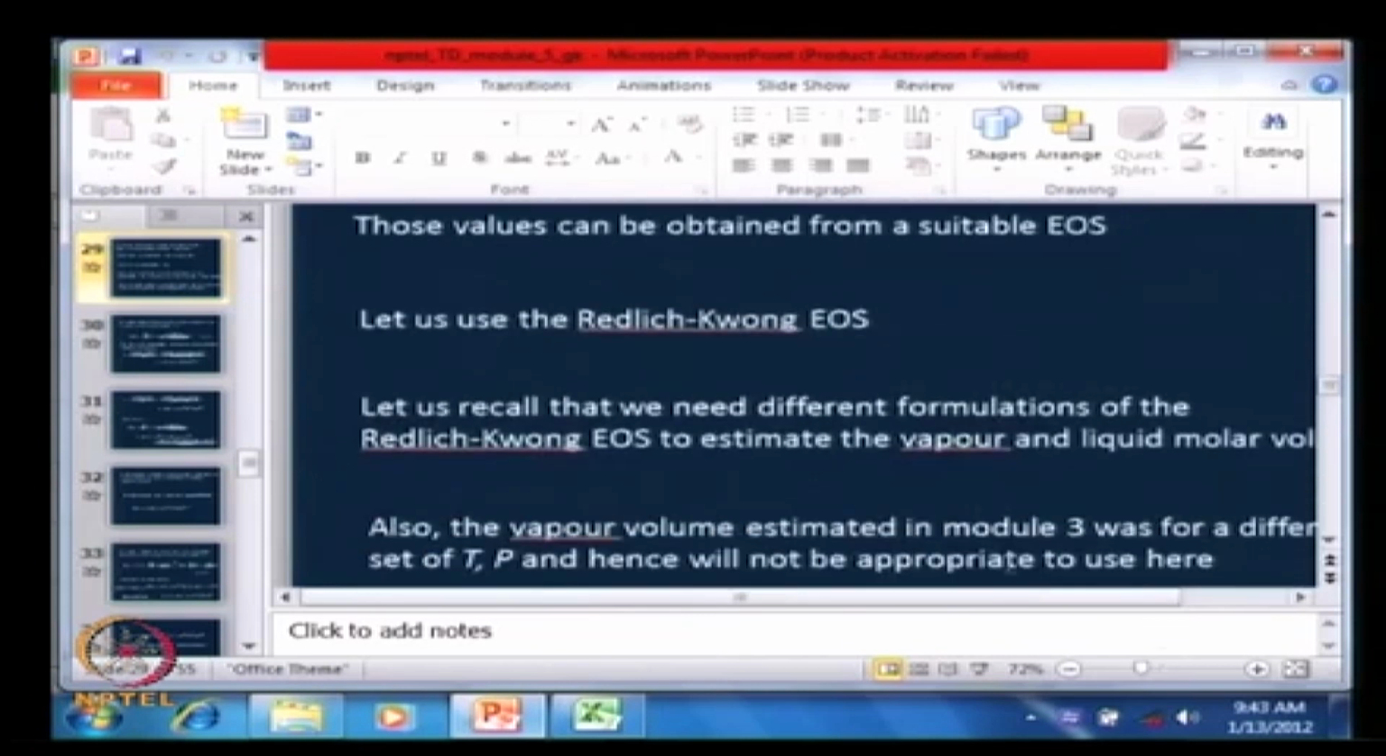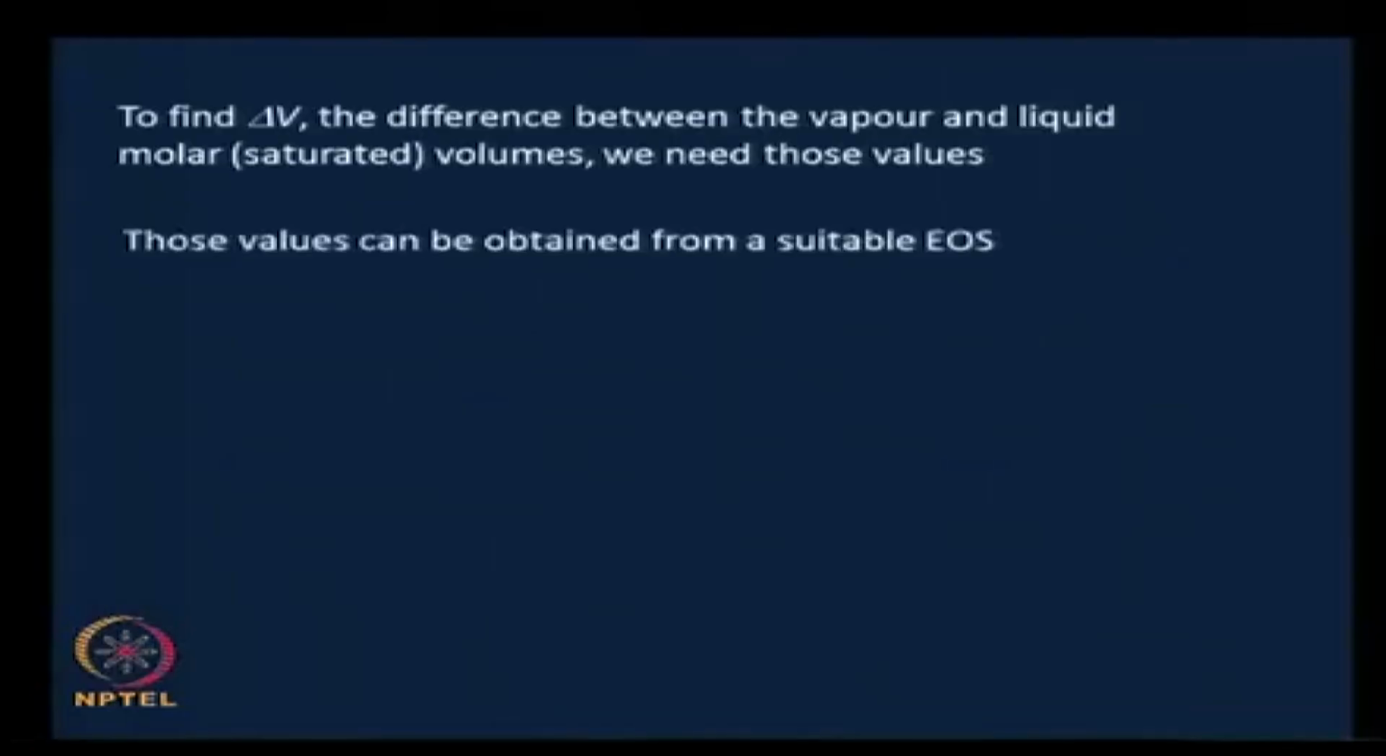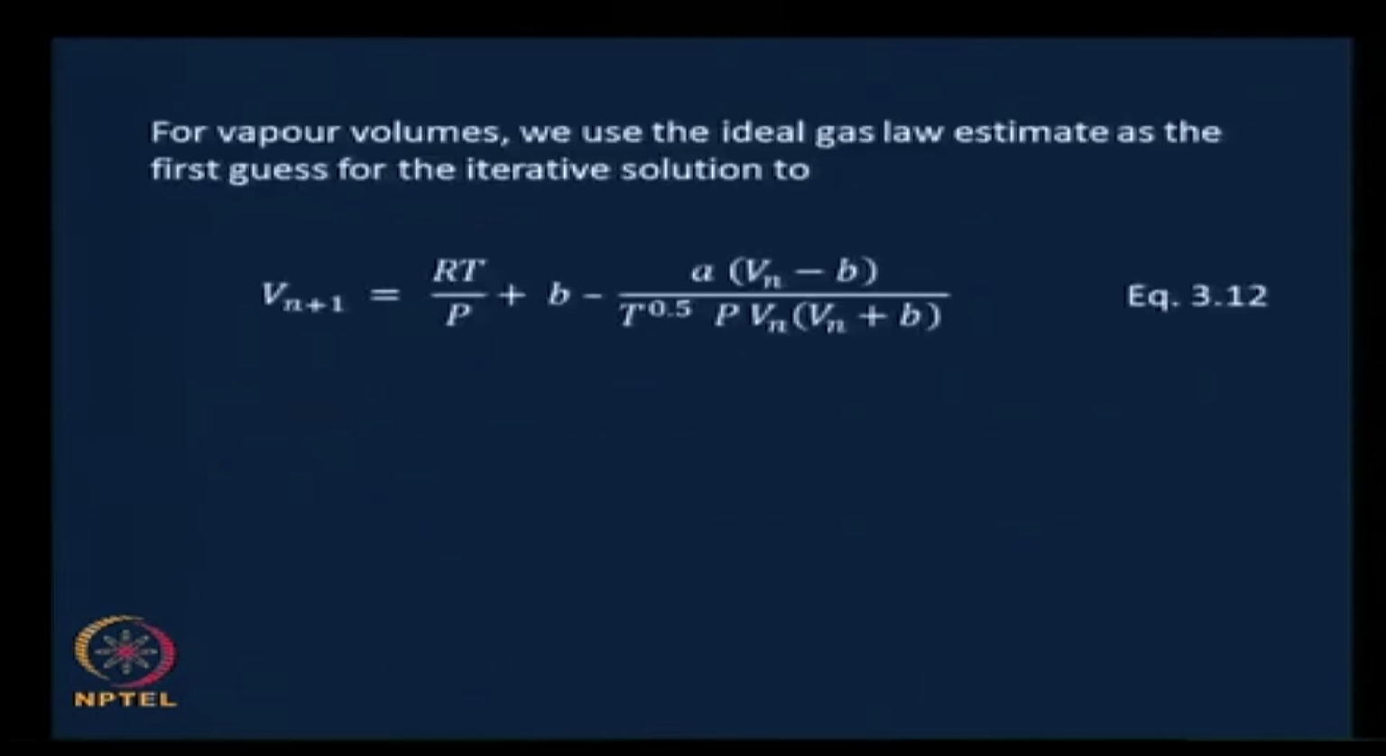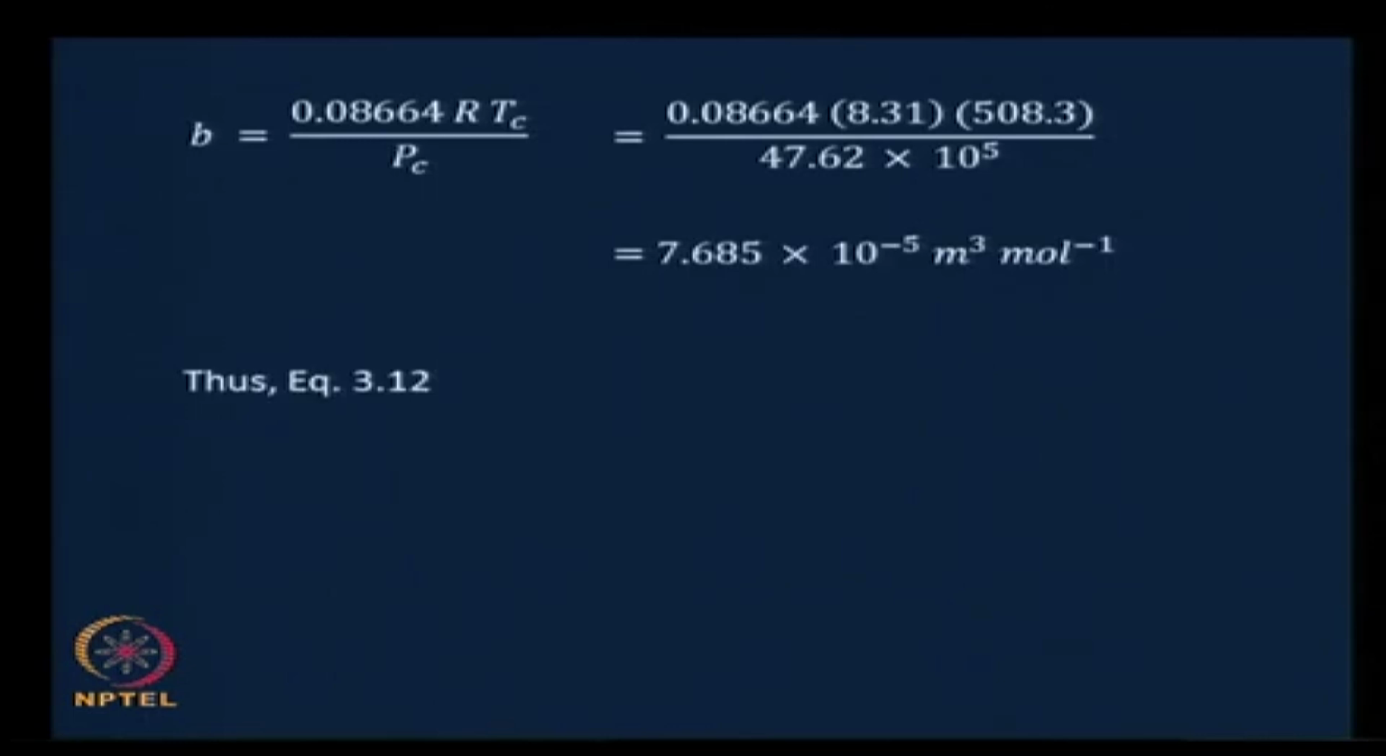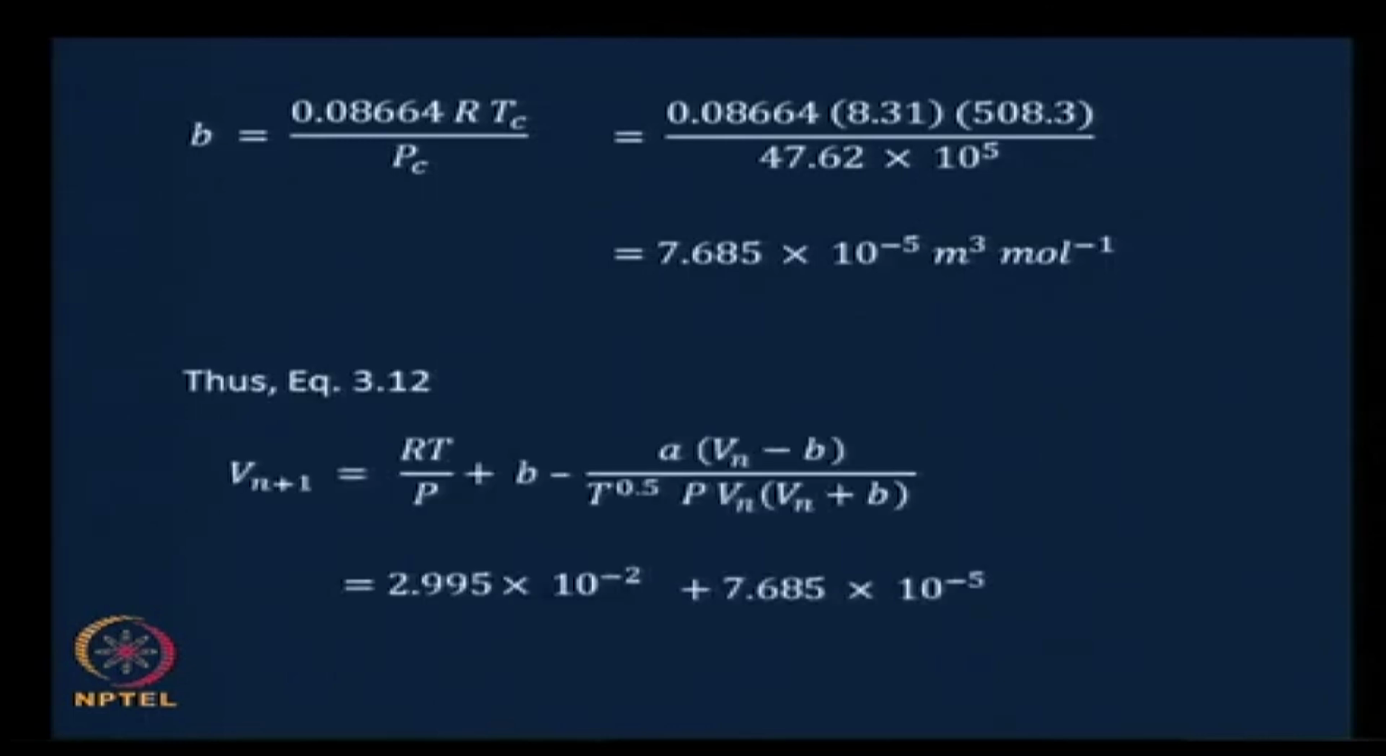You can recall this, I had given this calculation. Yes, this RT by P is 2.995 into 10 power minus 2. Now, this is nothing but our ideal gas volume. Therefore, this is what we are going to use as the first guess.